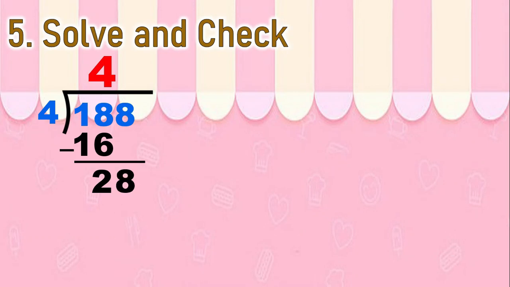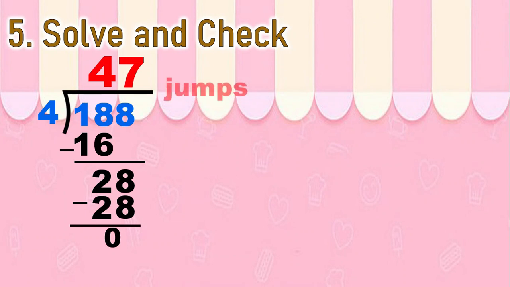So 28. Bring down 8. 28 divided by 4 is equal to 7. And then multiply: 7 times 4 is equal to 28. And then subtract: 28 minus 28 is equal to 0. So we can say that 188 divided by 4 is equal to 47, or 47 jumps.